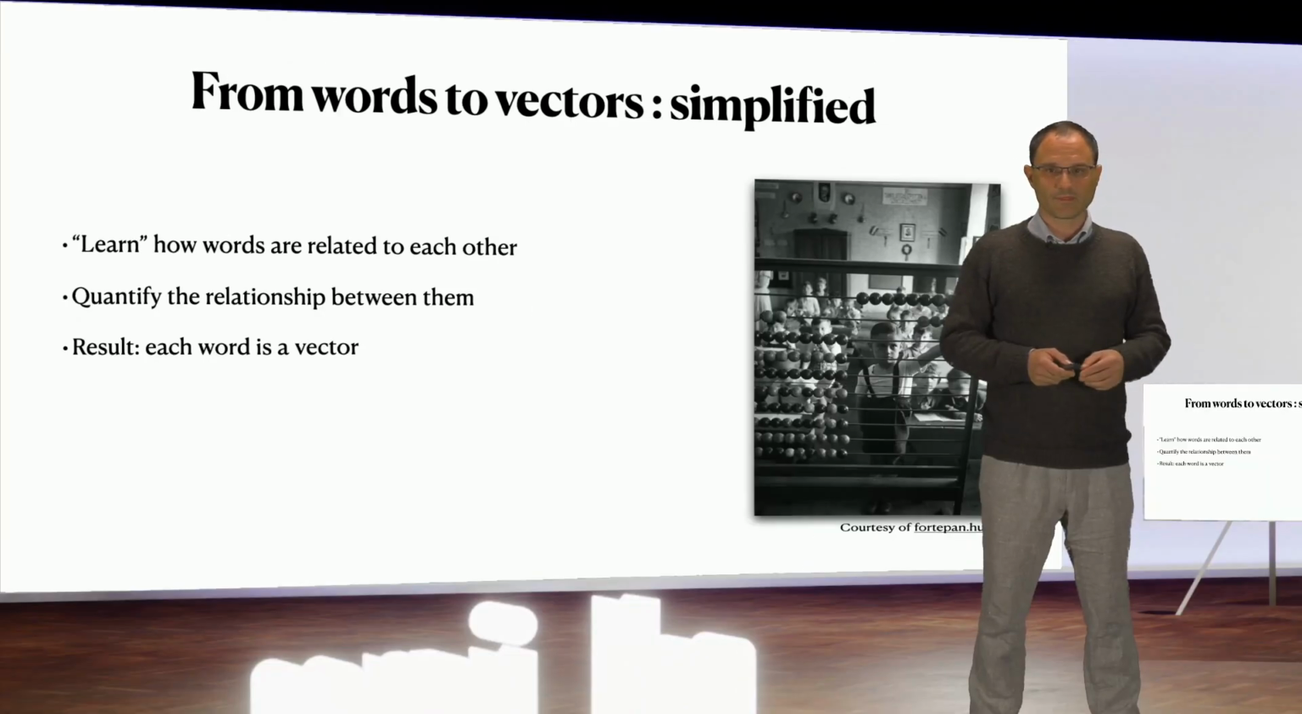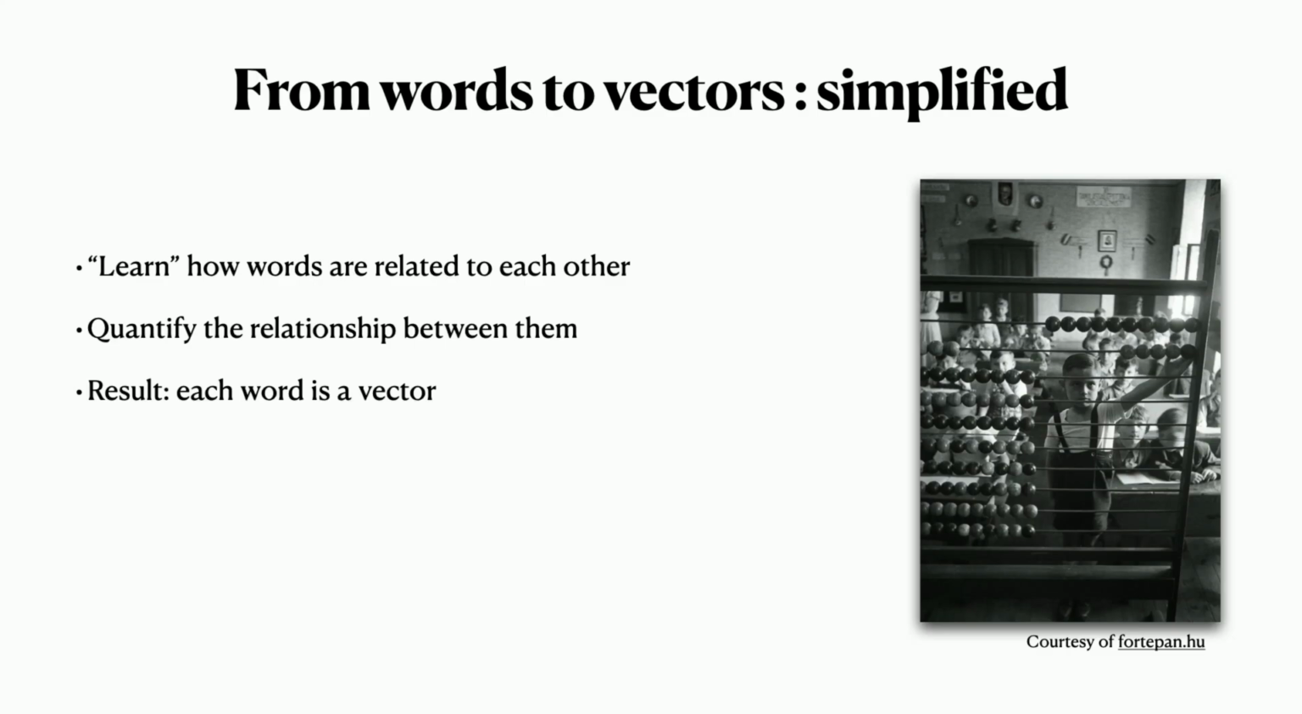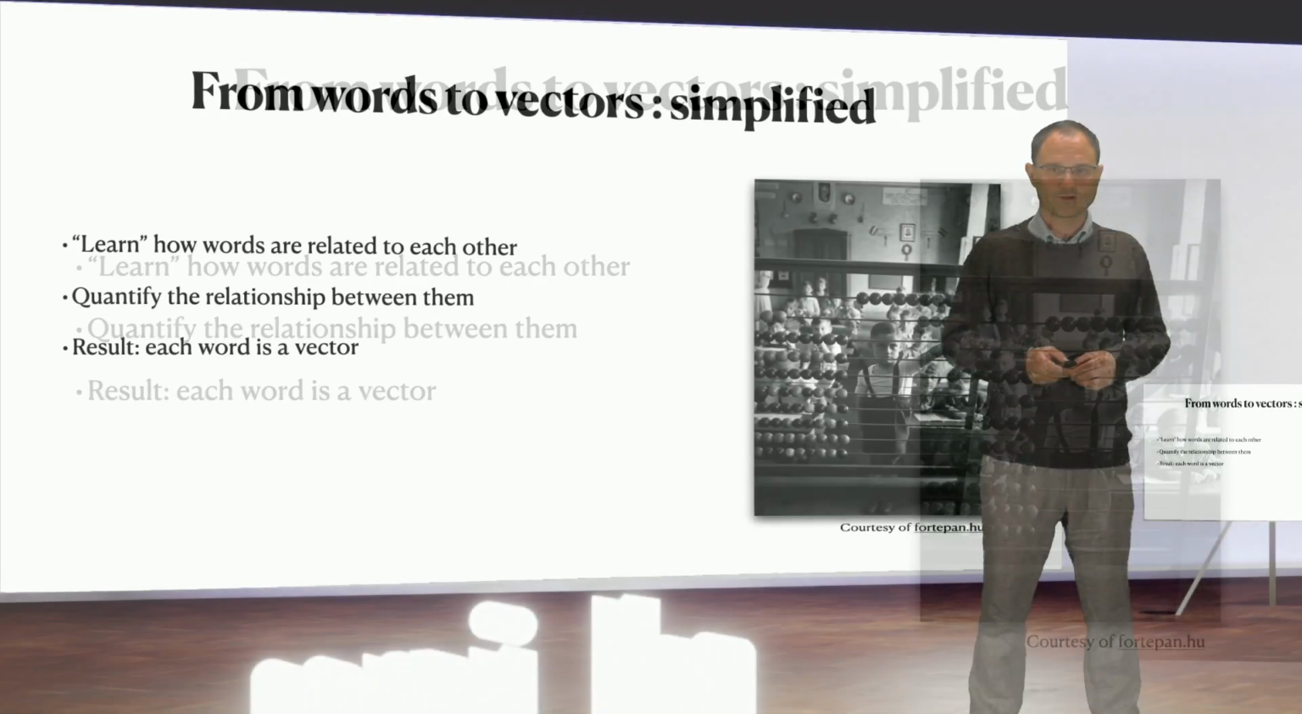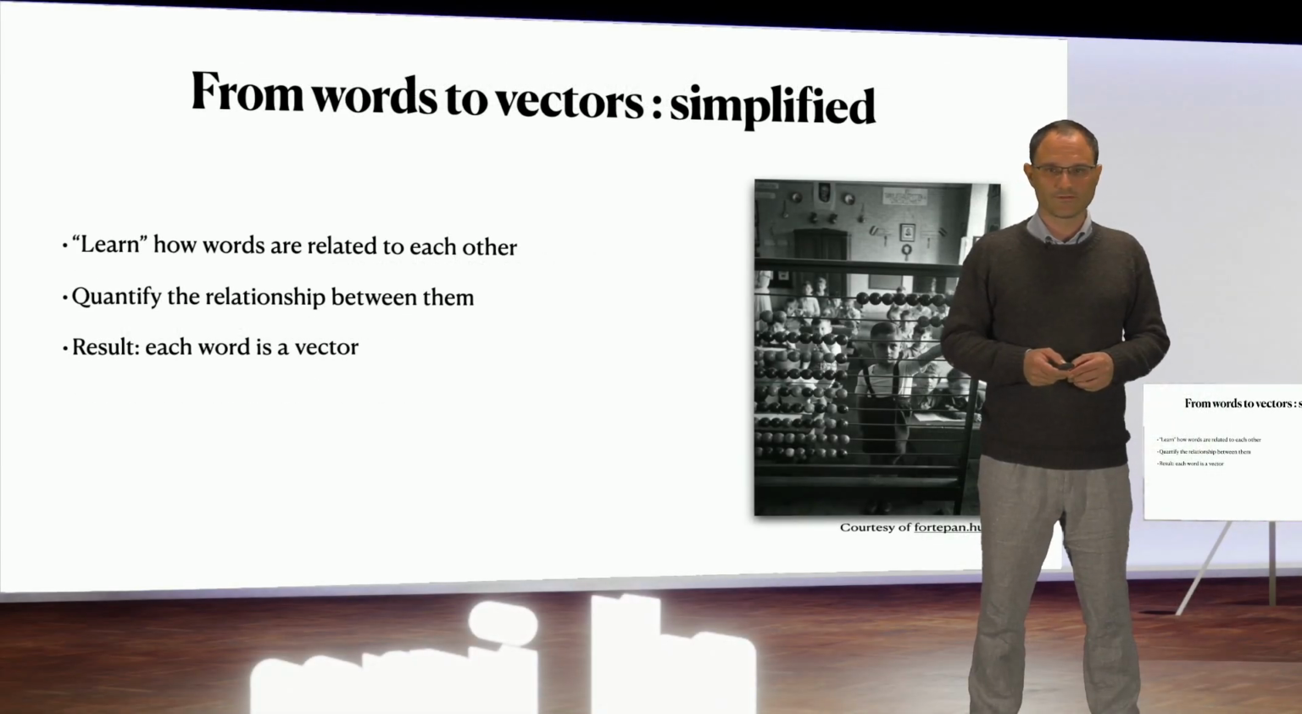On the slide, you can see the simplified procedure we apply. First, we process a very large textual corpus and learn how words are related to each other. In practice, we build a table or a matrix, like the one on the previous slide. Each row representing a word is a vector. Columns are the other words.